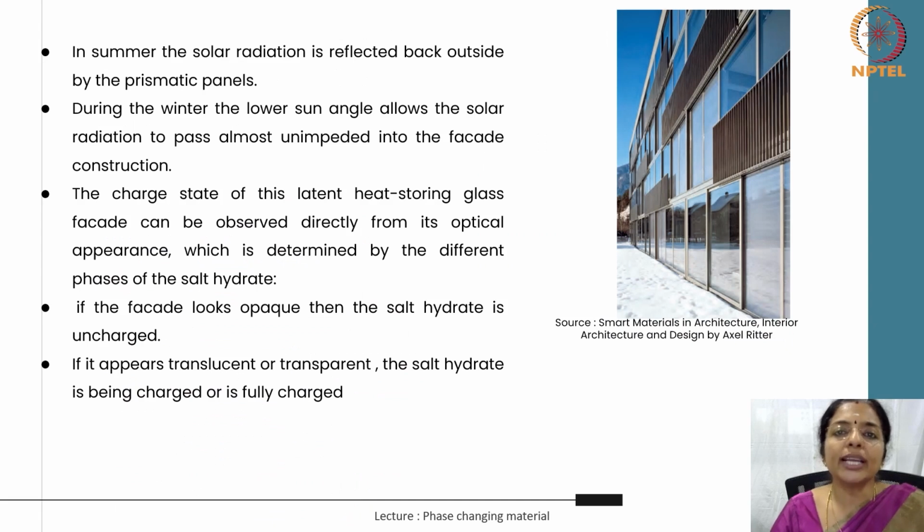During the winter, the lower sun angle allows the solar radiation to pass almost unimpeded into the facade construction, where it hits the PCM panel. This is converted into thermal radiation and stored by the melting of the salt hydrate, which is a PCM. If the room temperature falls below 26 centigrade, perhaps at night or on cloudy days, the salt hydrate crystallizes and releases its stored energy into the room.